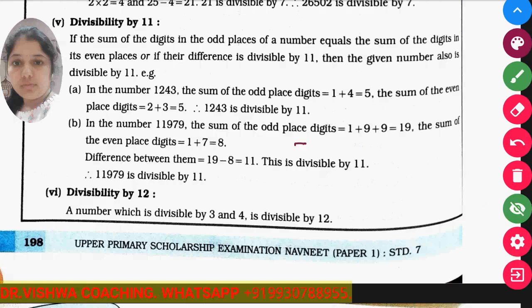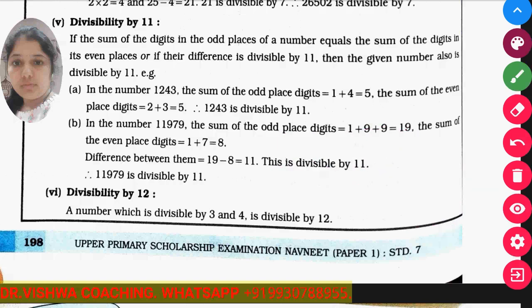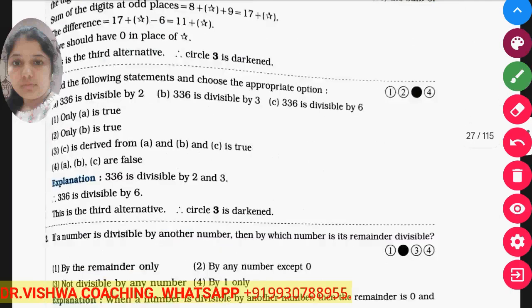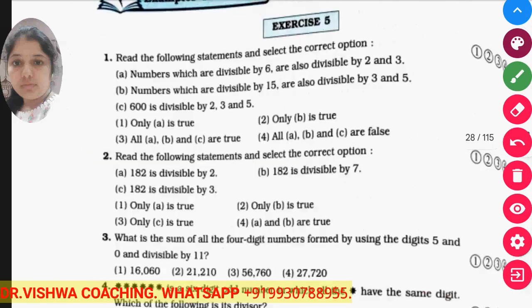Okay. For 7, whatever digit is at the unit place, you just double the digit, and you have to subtract this new number from the remaining number. If the difference is divisible by 7, then the number is divisible by 7. And for 11, you add the odd place digits and the even place digits and find the difference, and if the difference is divisible by 11, the number is divisible by 11. Okay. So these are all the divisibility tests which are important in your exam.